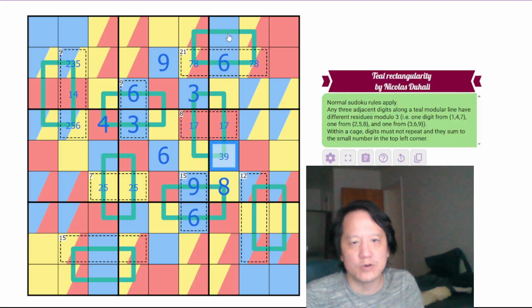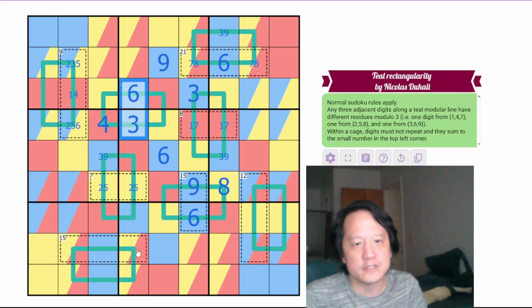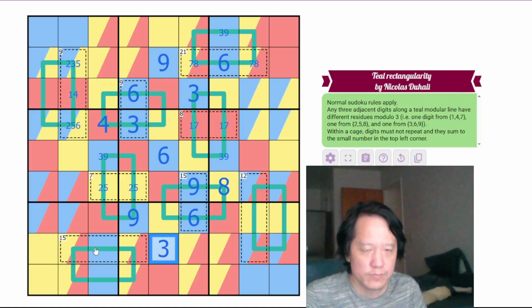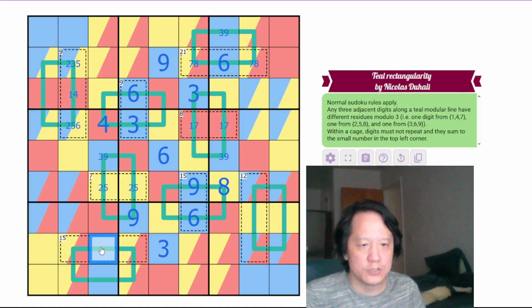This is then 3 or 9. We have 3 or 9 there, and 3 or 9 there. 3 and 6 eliminate 3 and 6 there, so that's 9, which means this can't be 6 or 9. It's 3. So, to add up to 15, this is 6 or 9 here. We don't know which.